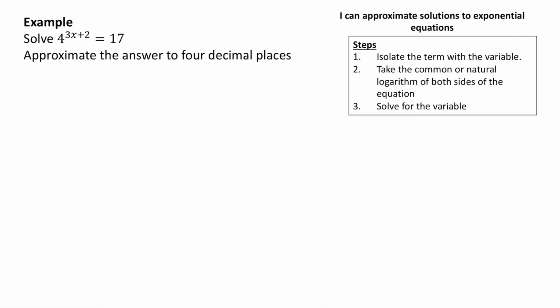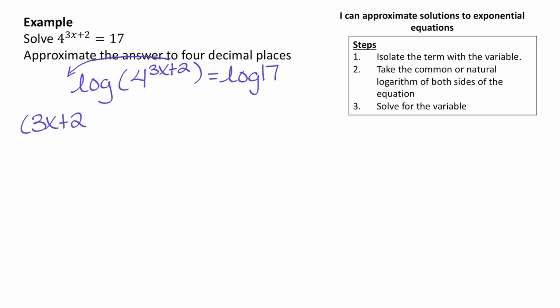I can also solve this equation: 4^(3x+2) = 17. The term with the variable is already isolated, so I'm going to take the log of both sides. So I have log 4^(3x+2) = log 17. Now I'm going to use the power rule to bring that exponent down in front. So I have (3x + 2) times log 4 = log 17.